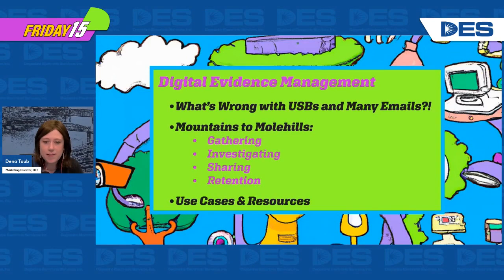Our agenda today is pretty straightforward. What's wrong with doing it the bad way, so to speak? And then is there a way to make that mountain of digital evidence into a molehill, to make it more simple? So our guest today is Bob Curry.